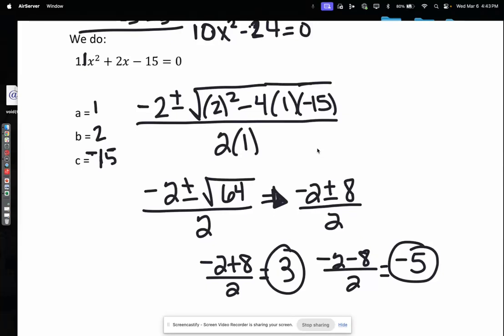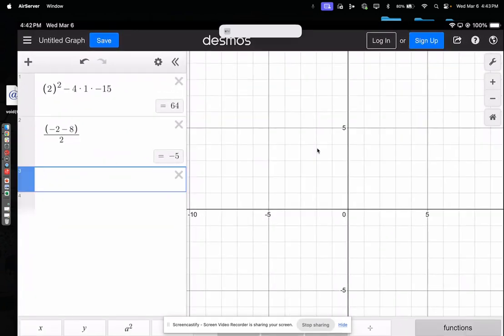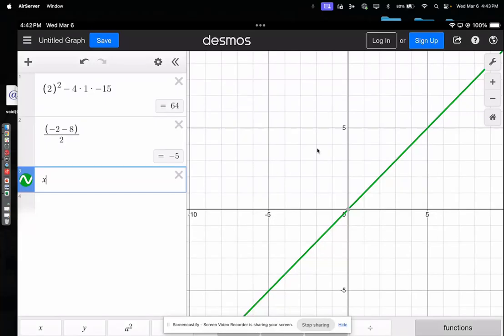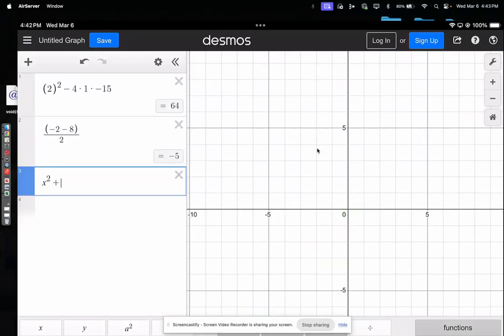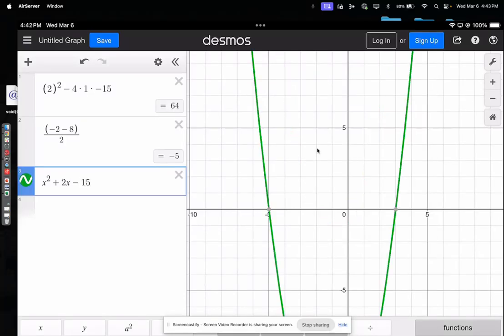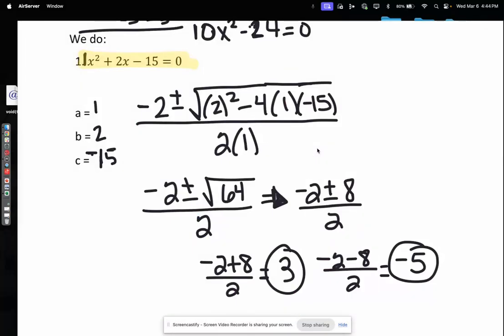And if I was unsure, I could go back and I could graph this to double check. So if I said x squared plus 2x minus 15, and I can see right here, -5 and +3. So you can always check your work for quadratic formula. All right, this next one is a little bit tricky.